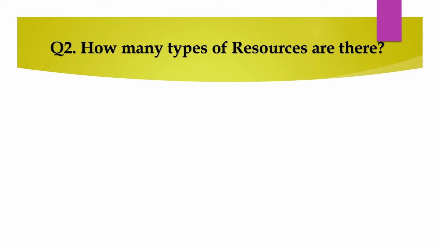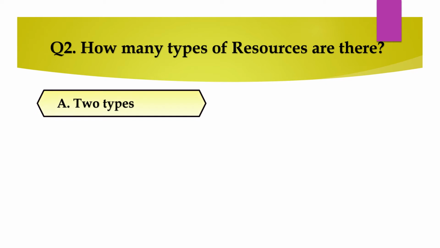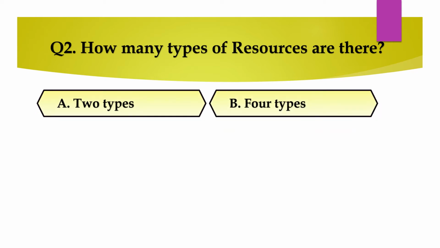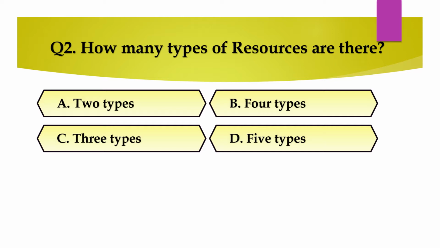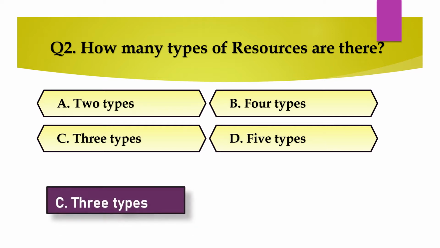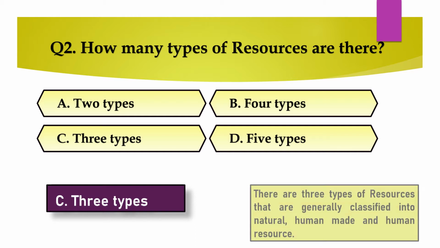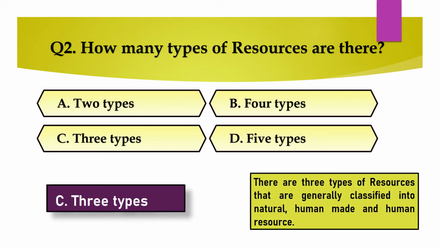Question number 2. How many types of resources are there? A. 2 types, B. 4 types, C. 3 types, or D. 5 types? The answer is C. 3 types. There are 3 types of resources that are generally classified into natural, human-made, and human resource.